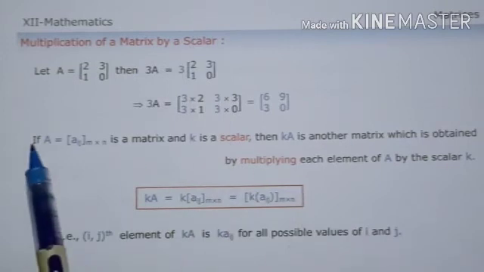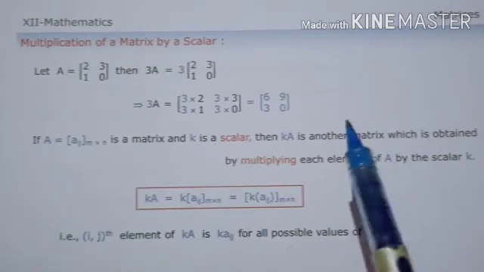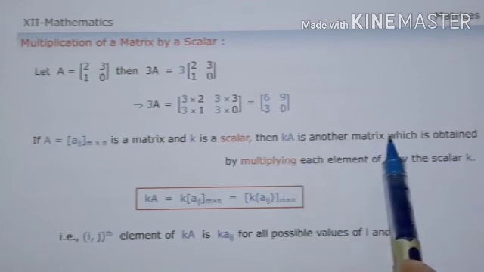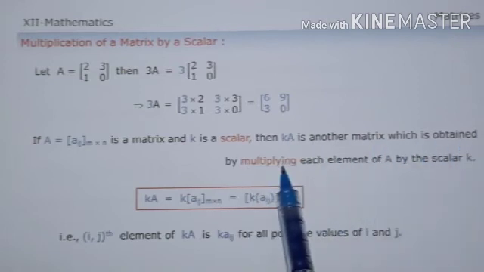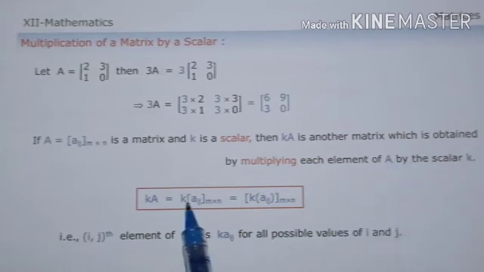Okay, so now we will see the proper definition of this concept. If A is a matrix and k is a scalar, then kA is another matrix which is obtained by multiplying each element of A by the scalar k. So the notation for the multiplication of a matrix by a scalar is that the (i, j)th element of kA is k a_ij. That means each element of the matrix A is multiplied with the scalar k for all possible values of i and j.